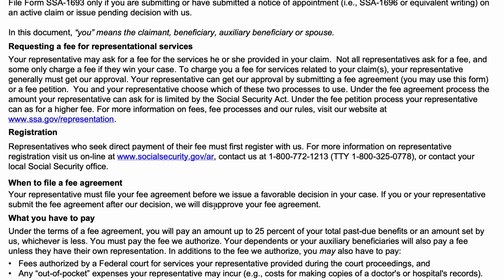The fee is regulated by law, so you can pay up to a maximum of 25% of your total past due benefits, or a flat dollar amount, as indicated by the Social Security Administration. As of the time of this recording, the most recent version of this form was issued in November of 2022. So there's probably going to be a new version of Form SSA 1693 coming up in the relatively near future. But as of that date, the maximum flat dollar fee was $7,200.